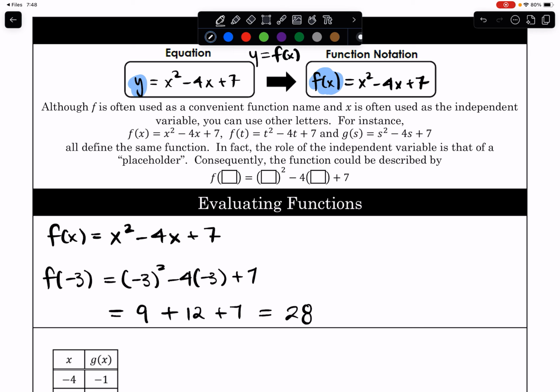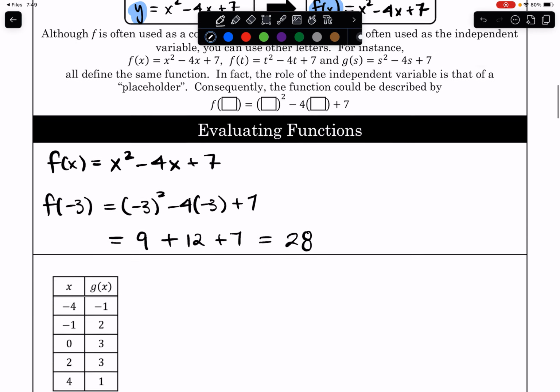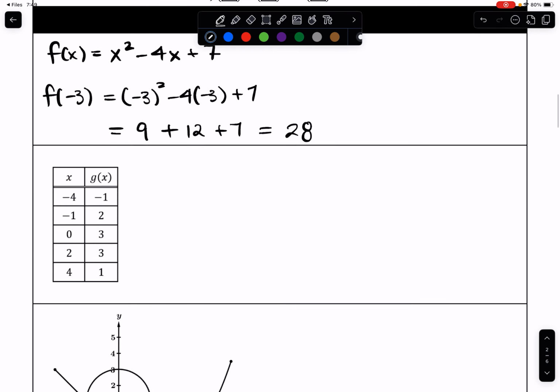Very simple substitution. Now, another way of evaluating a function is if we're given a function in terms of a table. From a table perspective, we can evaluate the function g. This is the name of our function g. x is the input value. I can define and evaluate g of x when x is equal to, let's say, 0.